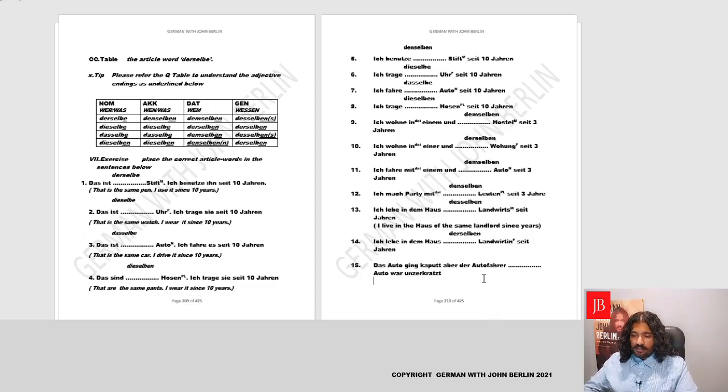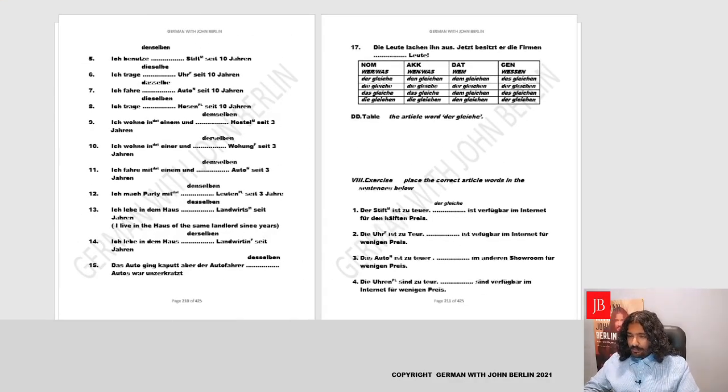So whose driver of the same car? Yes. So whose driver of the same car? Car is Neutrum. Das Auto, we'll go to whose, Neutrum des Selben. And there is an extra S, we'll take care of that as well. So, aber der Autofahrer des Selben Autos war unzerkratscht. Unzerkratscht, it's like unscratched. Okay, like a tongue twister a bit. Unzerkratscht. All right. Fantastic. Moving forward, we have one last sentence.